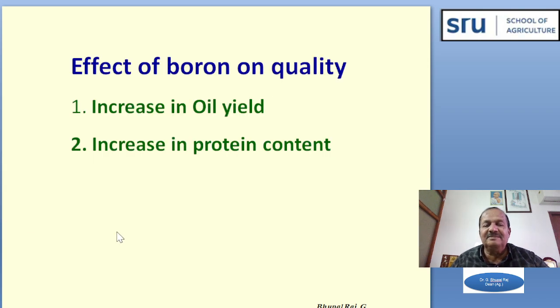So how does it affect quality? It affects the oil yield, and it also affects the protein. If boron is in sufficient quantities, the oil yield will be good and the protein content will be good.